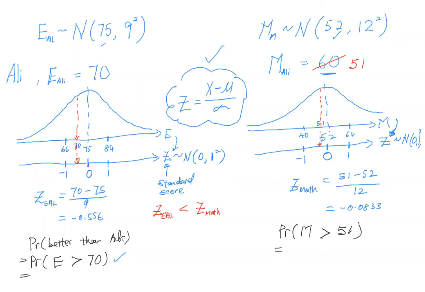Normal CDF, lower 70, upper 10 to the power 99, mean 75, standard deviation 9. Junjie? 0.711. Yeah, 0.711. So that means 71.1% perform better than Ali.